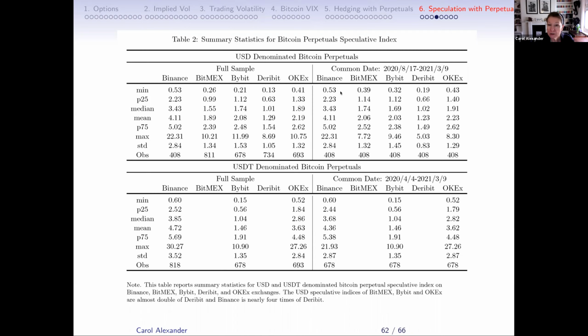So this shows, using the common date, that the median and the mean are much higher on Binance, and we can really compare these now. BitMEX is not as speculative as Binance. Bybit's about the same as BitMEX, and the others, well, OKEX has quite a lot of speculation.